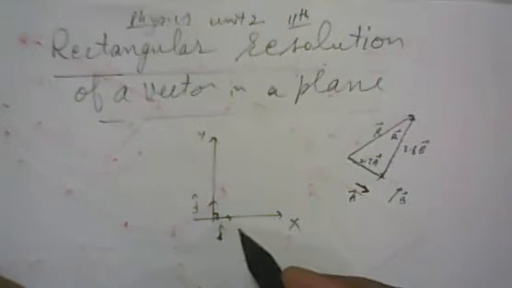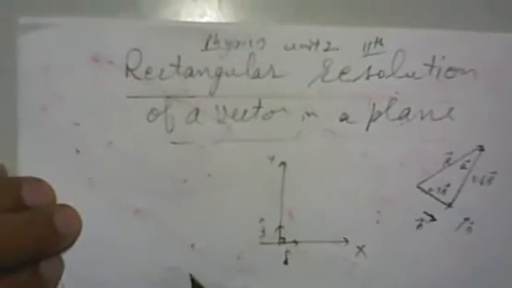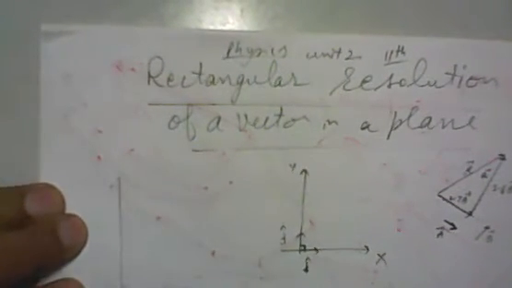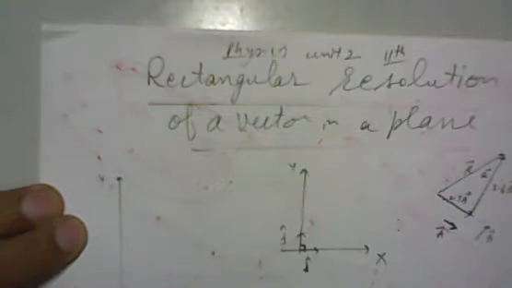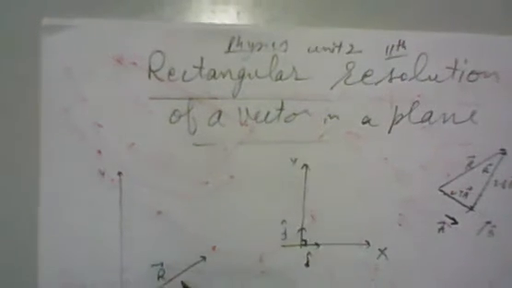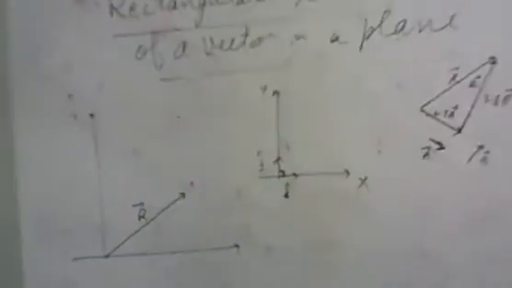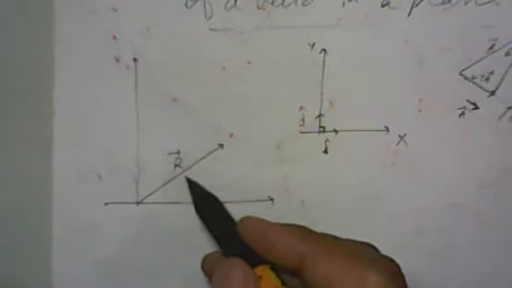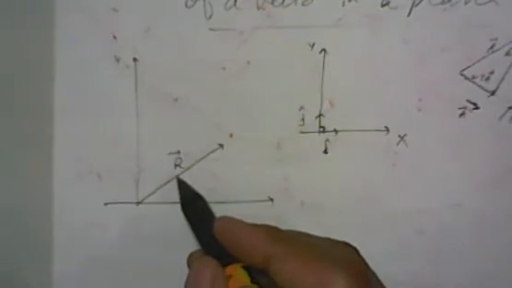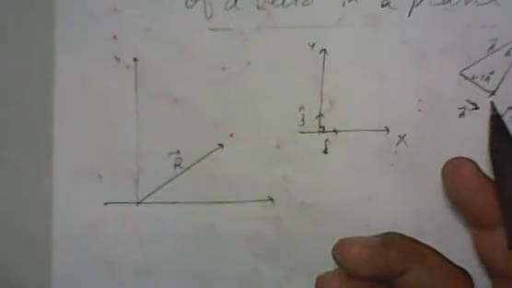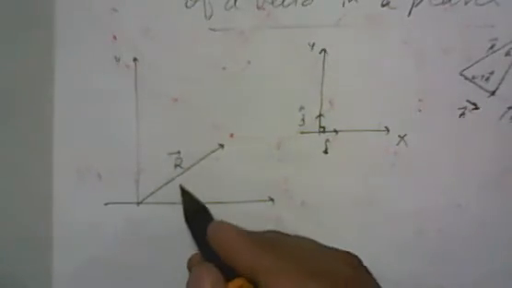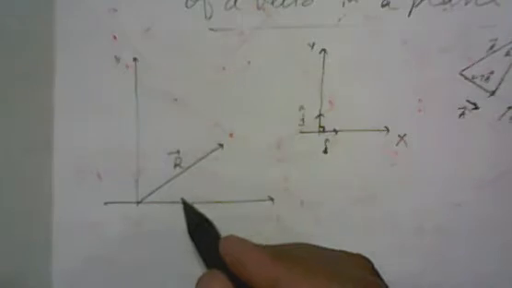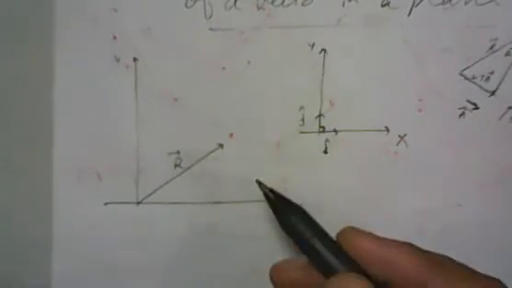Now we have x and y directions, and there is a vector like this. You can call it r vector, or a vector, b vector, whatever you like. Because we know a resultant was represented by r, we are considering it as r. There is no problem if you consider it as f vector or c vector or whatever.